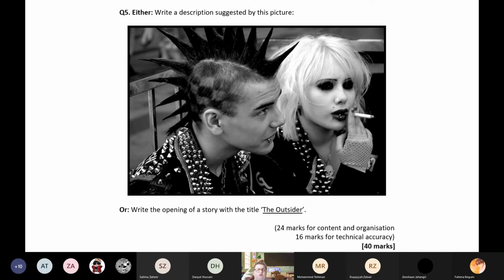Now, you'll always be given a choice of 2 questions. So in this one, we've got write a description suggested by this picture, or write the opening of a story with the title The Outsider. Now, you may have ideas that you've used previously in creative writing that you want to recreate in here. That's fine. You just need to make sure that they meet the brief in some way. And so what we're going to do today is we're just going to look at a couple of ways that you might plan your response to one of these questions.